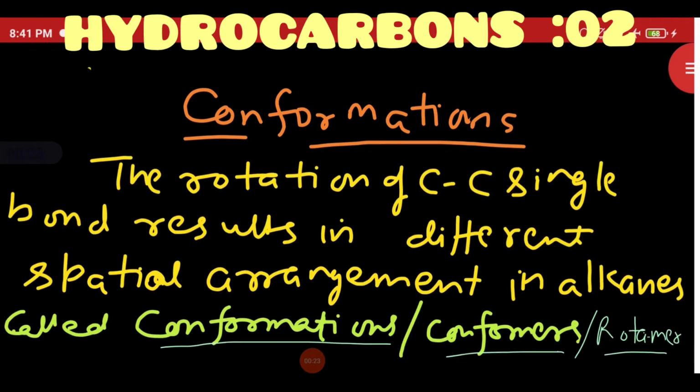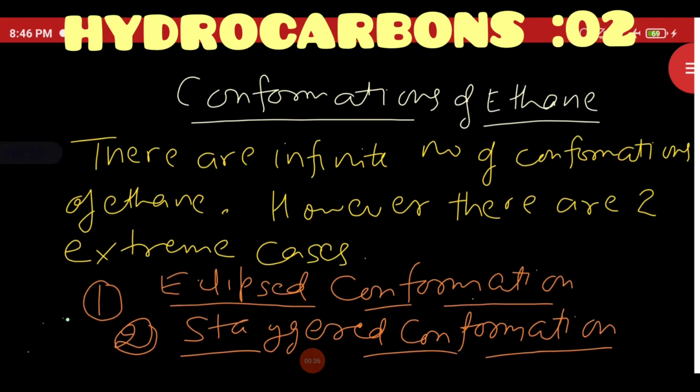The rotation of the carbon-carbon single bond results in different spatial arrangements in alkanes called conformations, conformers or rotamers. There are an infinite number of conformations of ethane. However, there are two extreme cases: eclipsed conformation and staggered conformation.